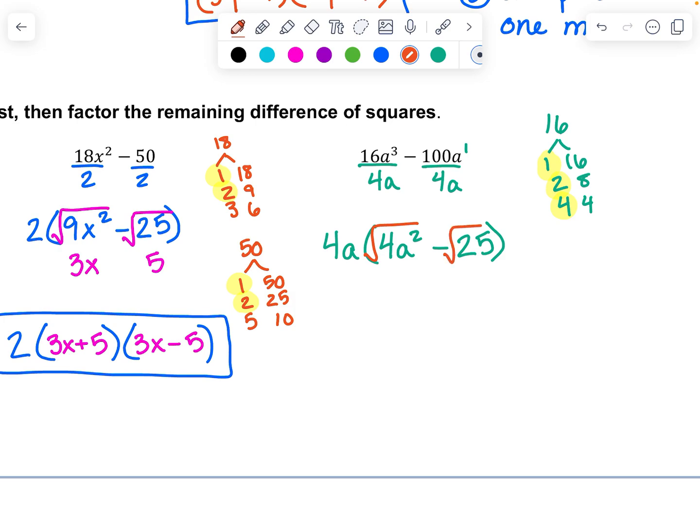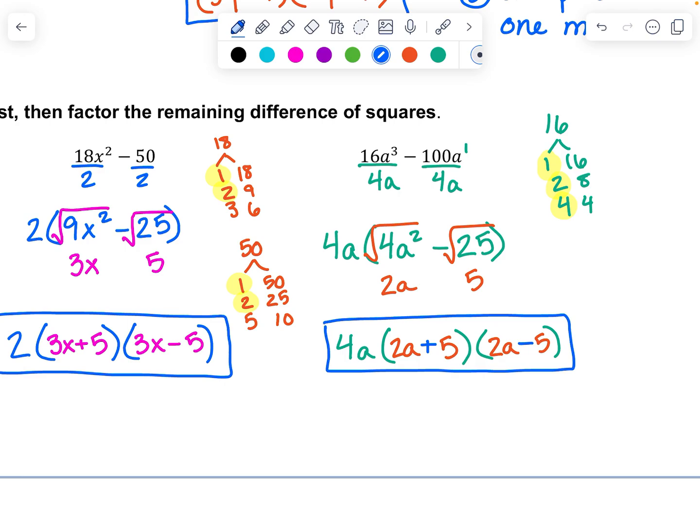I'm going to take the square root of each term just like we did before. Square root of 4a squared is 2a. Square root of 25 is 5. I keep that 4a in front, my two sets of parentheses after, and I put each of those terms within the parentheses. And we just need to remember 1 plus and 1 minus. So 4a times 2a plus 5 times 2a minus 5.